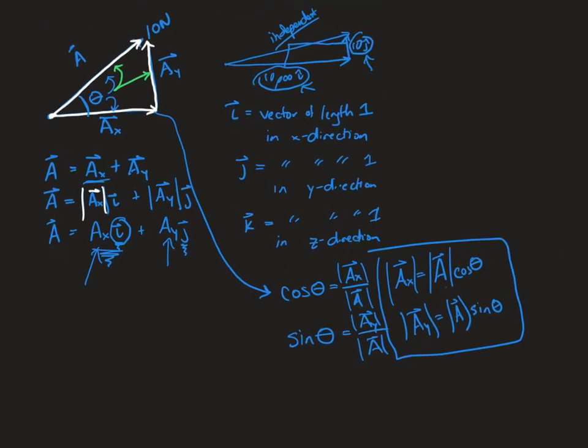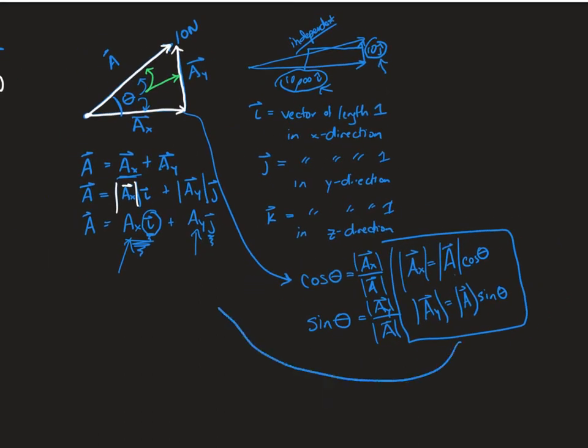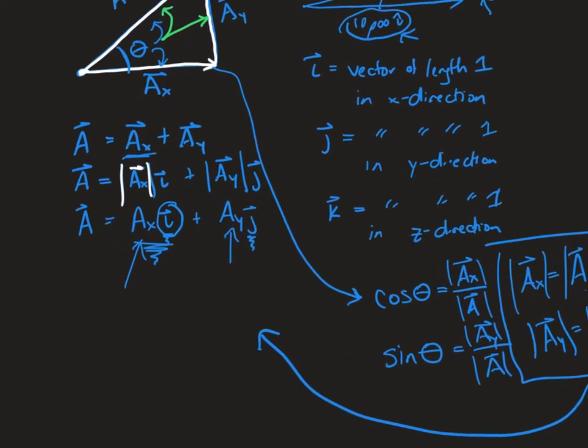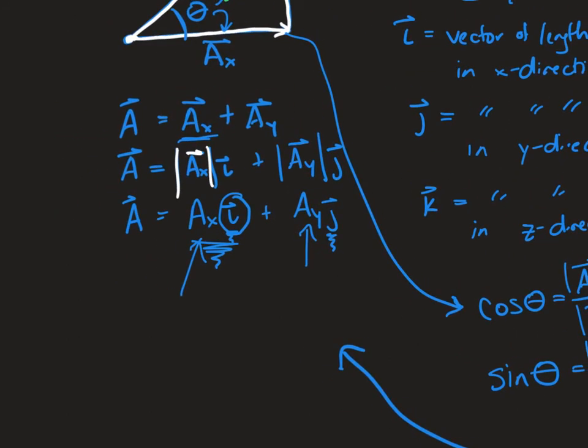So I can go back up here and plug in. I can say a equals, for ax, the magnitude of a times the cosine of theta times i, plus the magnitude of a times the sine of theta times j.